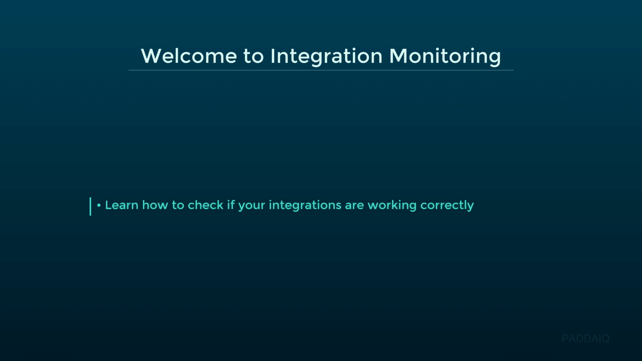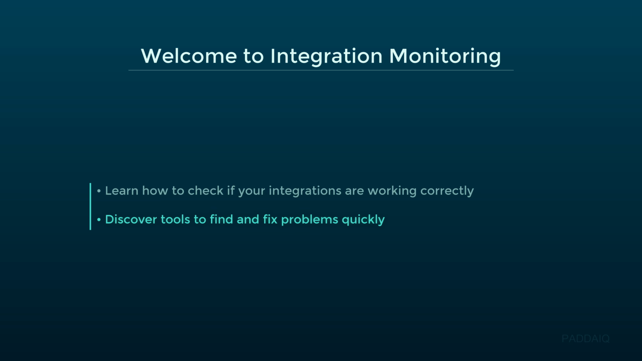Learn how to check if your integrations are working correctly. This means verifying that data flows smoothly between your connected systems without errors or delays. For example, confirm a sales order sent from SAP S/4HANA to Salesforce appears accurately and on time. Regular checks ensure your business processes run reliably.